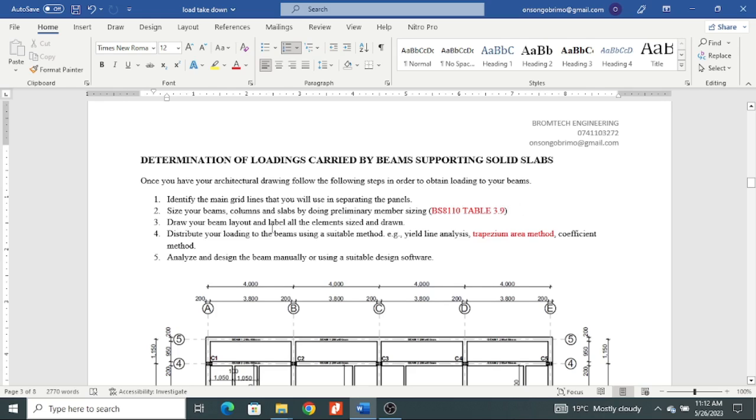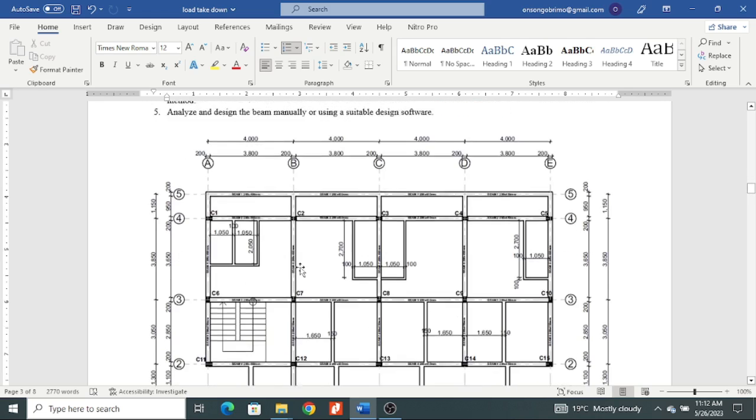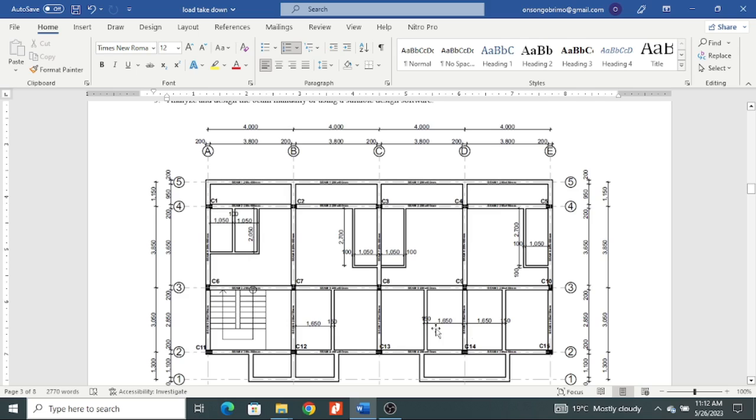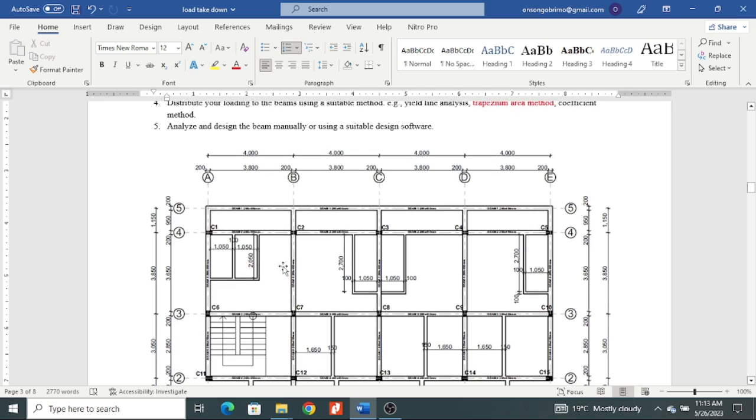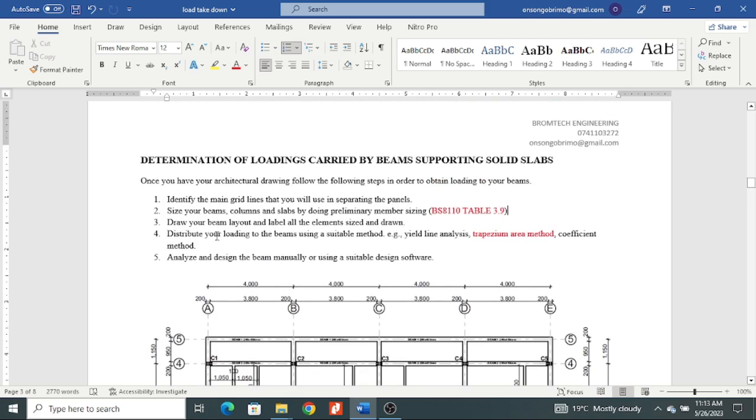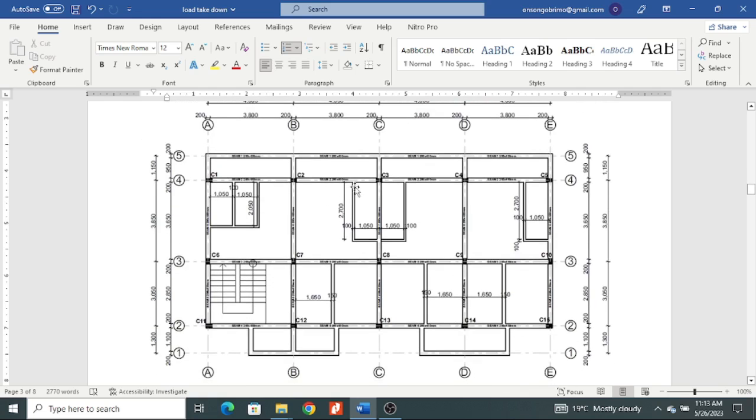Draw your beam layout and label all the elements sized and drawn. You can see they have been labeled. I have my column C1 to C15, and then my beams are labeled, but it is very small, so I'm not able to see. But hope you can see my beams are labeled, the sizes, the depth, the breadth, and the beam number.